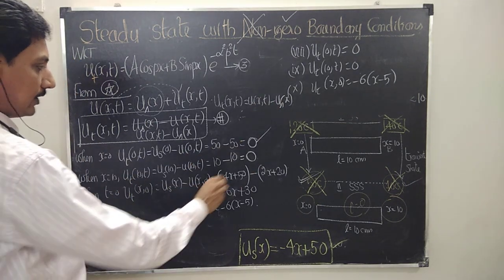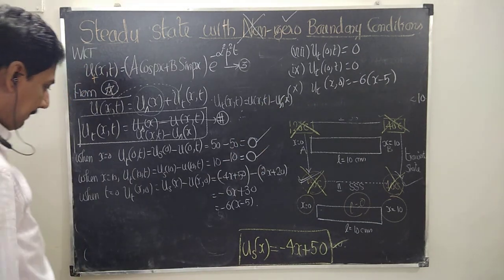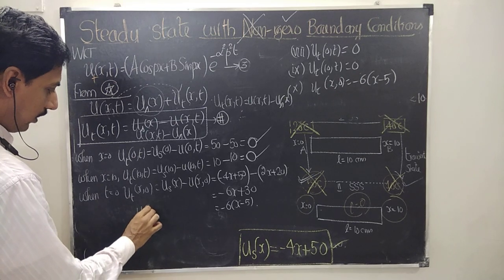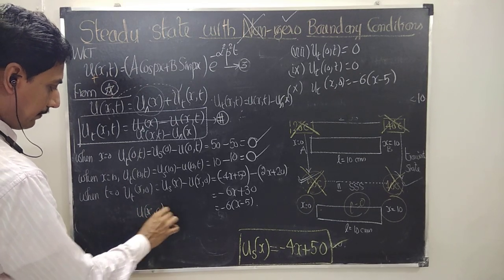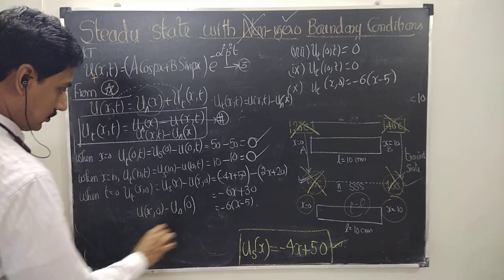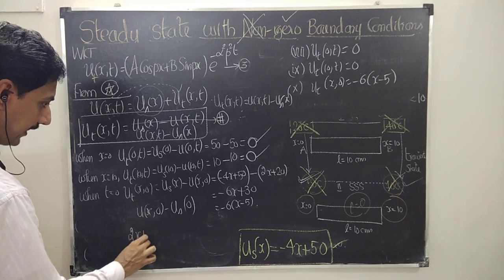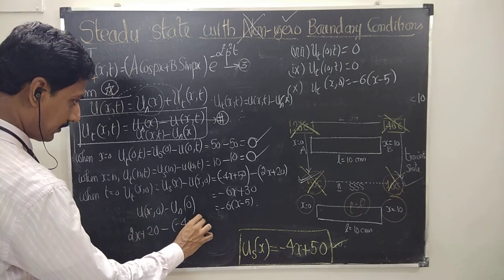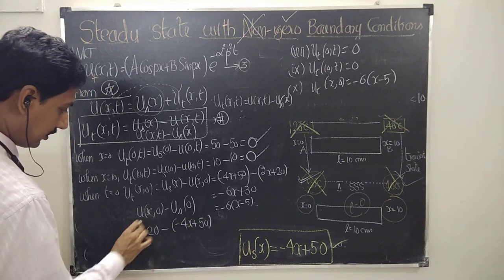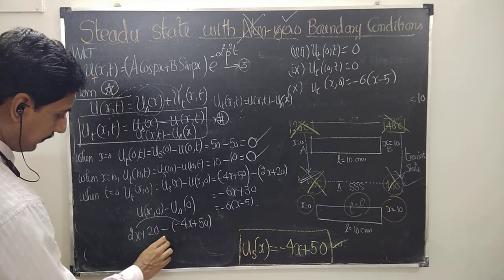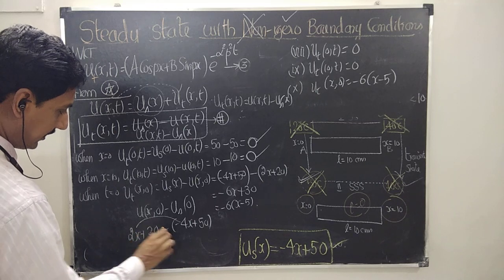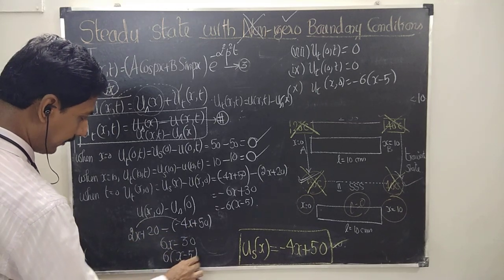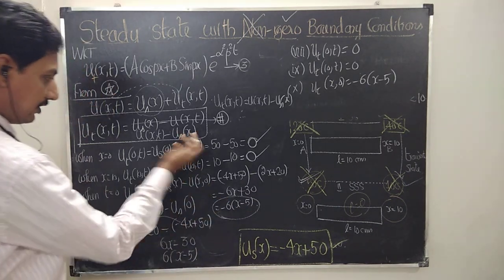And for 10 is also there is no change, 0. But when we put t equal to 0, what happened? This becomes u of x comma 0 minus us of x. So that means we get 2x plus 20 minus (minus 4x plus 50). So we get 2x plus 4x is 6x, and 20 minus 50 is minus 30. So we get 6 into x minus 5. Actually here I am getting minus because of the reverse order.